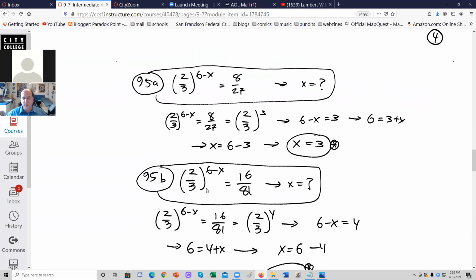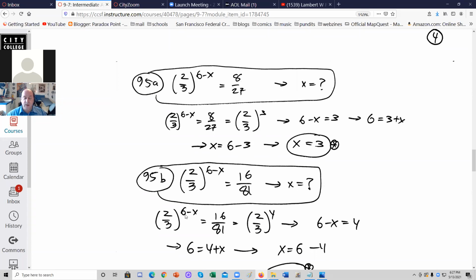Here's a very similar one. (2/3)^(6 minus x) equals, now it's 16 over 81, instead of 8 over 27. Now, 16 over 81 also is a power of 2/3, namely the fourth power.